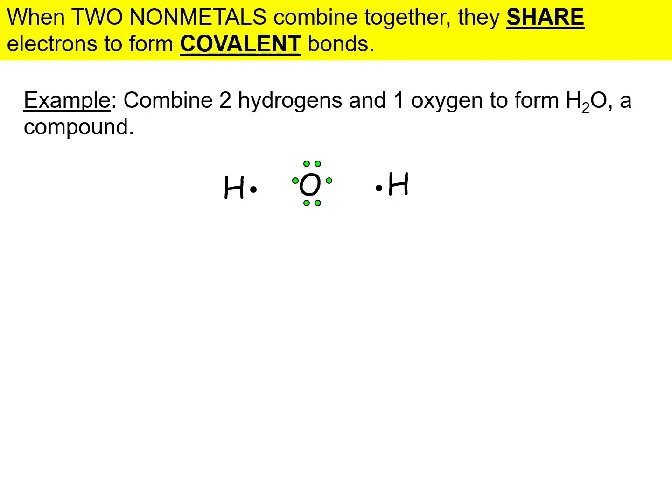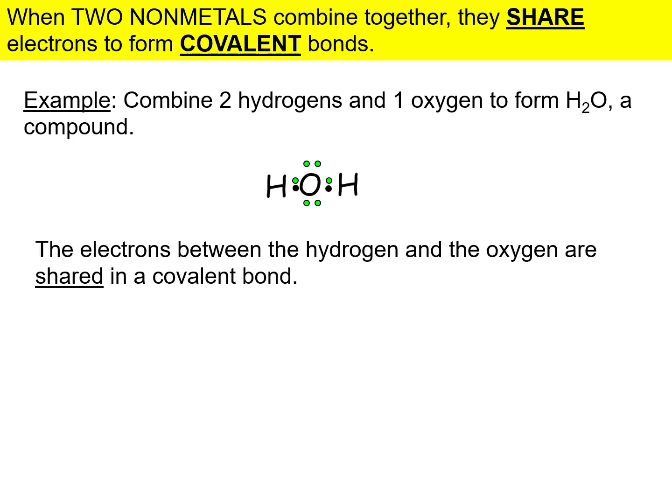As I said, when you have 2 nonmetals combining together, they're going to share electrons. One of the reasons we spent so much time on drawing proper electron dot structures is that whenever you have an unpaired electron on a nonmetal, it's going to pair up with another unpaired electron on another atom to make a covalent bond. Here we have hydrogen with one unpaired electron, the oxygen has two unpaired electrons, and the hydrogen on the other side will pair up with that unpaired electron. And so we do that.